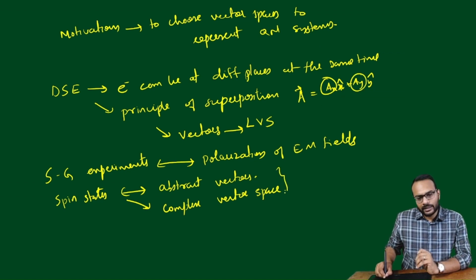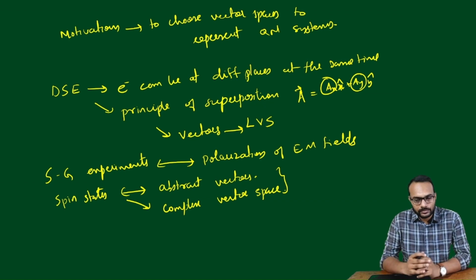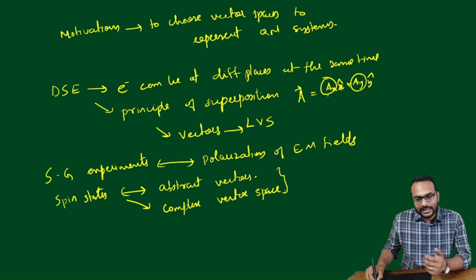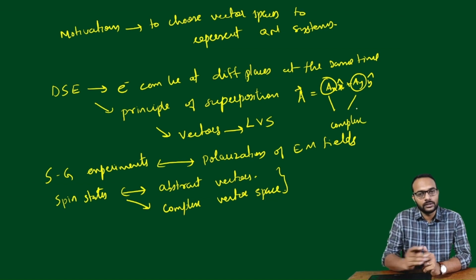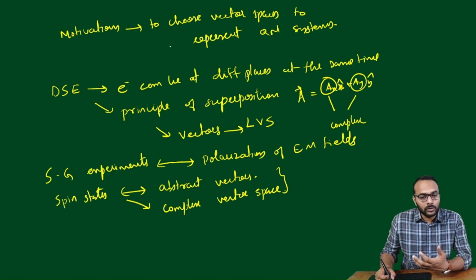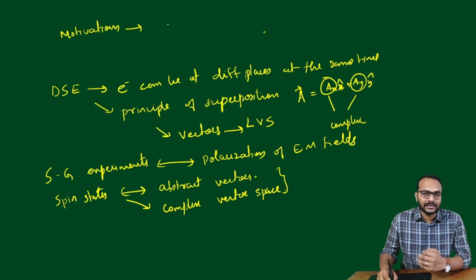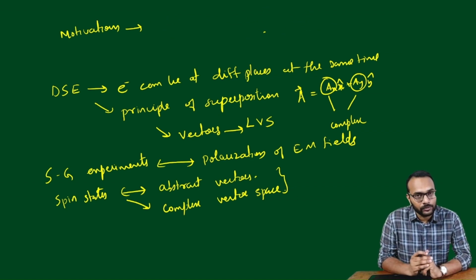But by pushing the analogy with polarization, we found that this is not sufficient. We don't have enough space if we are talking only about real numbers. So we make a generalization and we allow these to be also complex. This is the motivation, or at least you can consider this as a motivation, to choose a complex vector space as the correct mathematical framework for quantum mechanics.